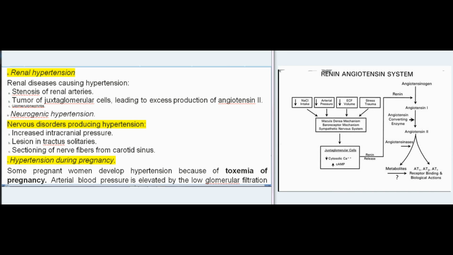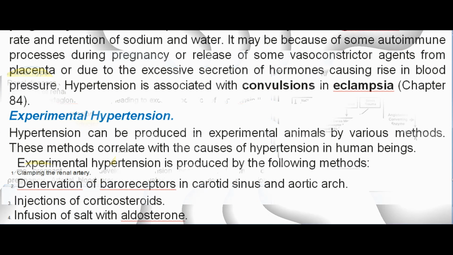Hypertension during pregnancy. Some pregnant women develop hypertension because of toxemia of pregnancy. Arterial blood pressure is elevated by the low glomerular filtration rate and retention of sodium and water. It may be because of some autoimmune processes during pregnancy or release of some vasoconstrictor agents from placenta or due to the excessive secretion of hormones causing rise in blood pressure. Hypertension is associated with convulsions in eclampsia, Chapter 84.